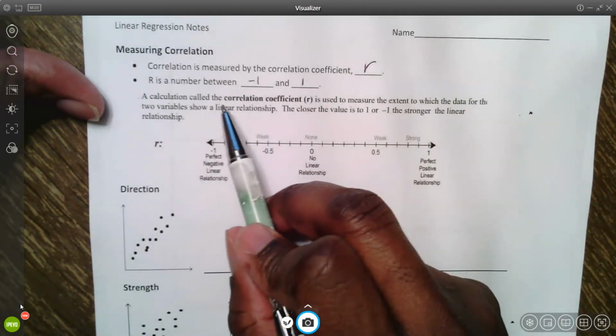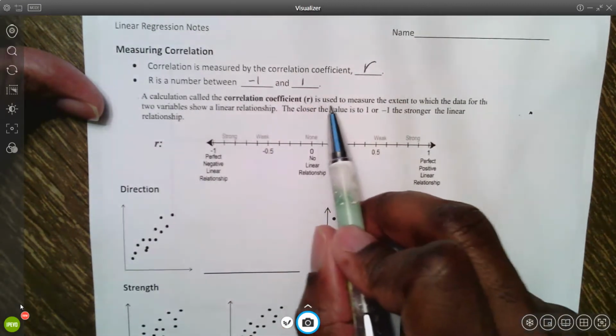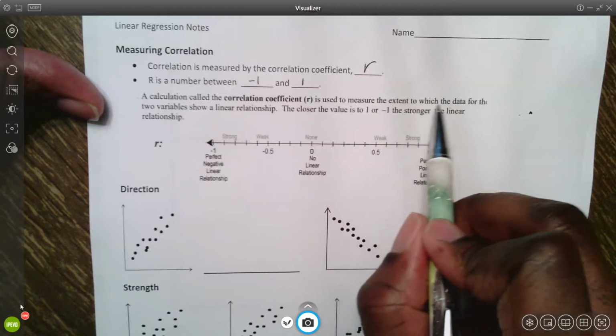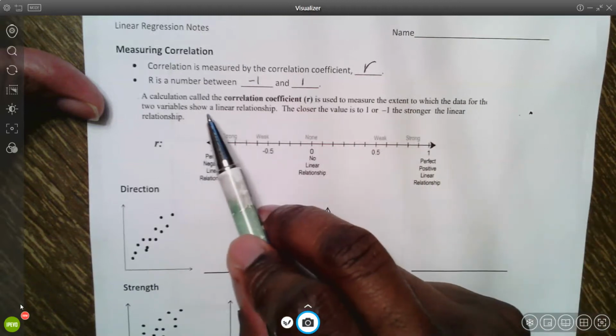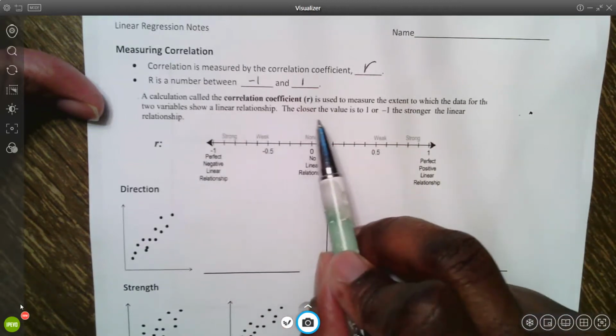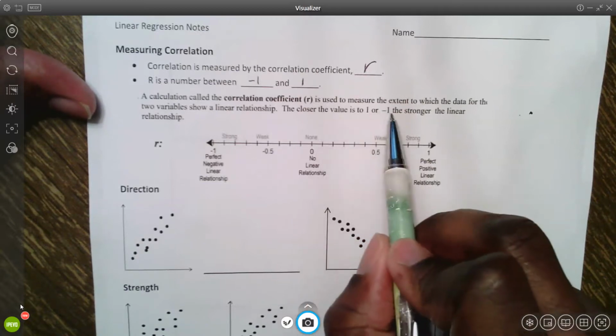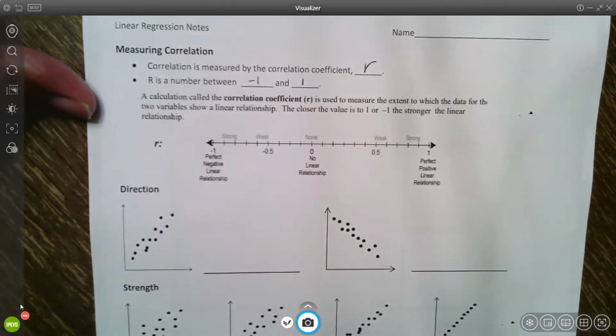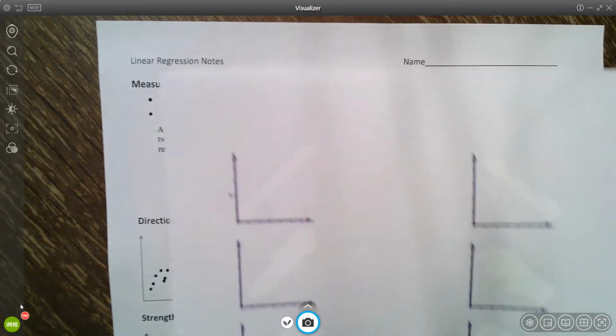A calculation called the correlation coefficient r is used to measure the extent to which the data of two variables show a linear relationship. So the closer to 1 and -1, the stronger the linear relationship. What that means is this.